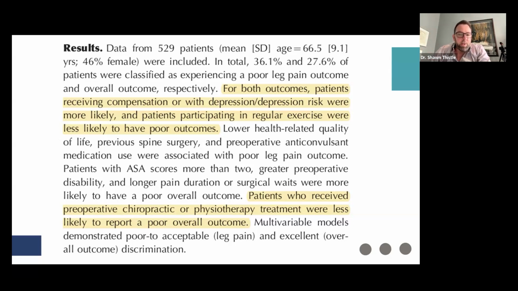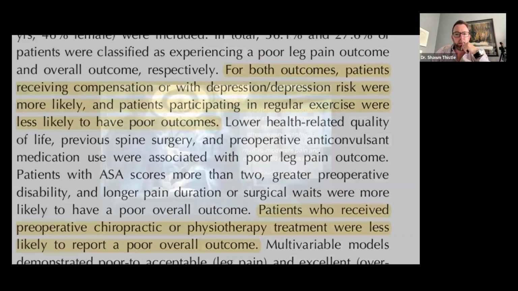The second highlight's important too. Patients who received preoperative chiropractic or physiotherapy treatment were less likely to report a poor overall outcome. So the point here is, in my opinion, even if they are still progressively getting a little bit worse and need to go down the surgical route, constant physical therapy rehabilitation will help improve outcomes after the surgery. So we still have a role to play, even if they are going down the surgical route.